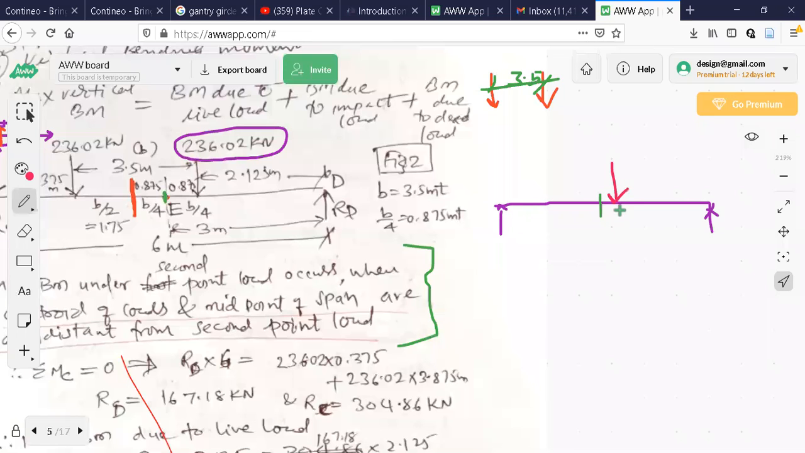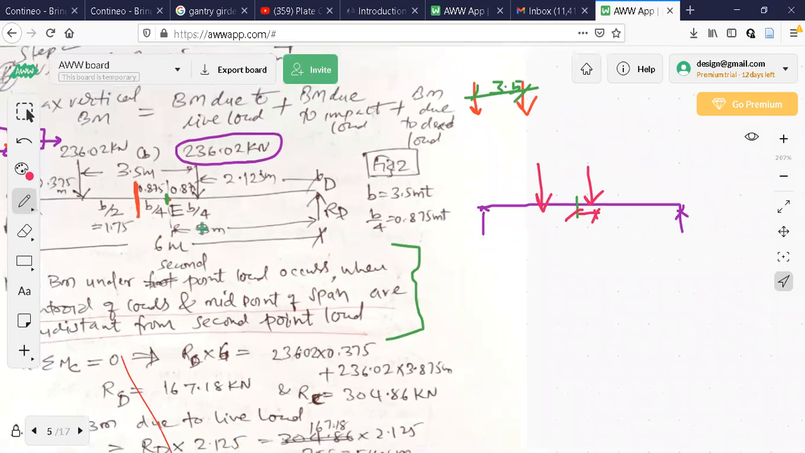Now, what will be this distance? This distance will be 3.5 by 4. Okay. Then from this one, you can easily put one more, that is 3.5 meter distance, like this. So if you do this one, it is all right now. That is what is done here. See this, 0.875, 0.875. Okay.